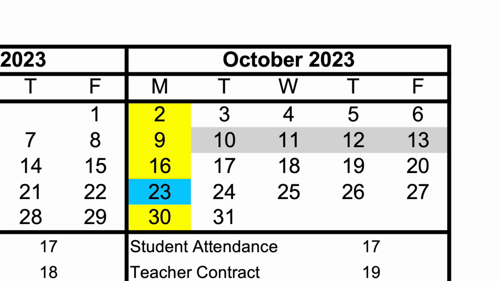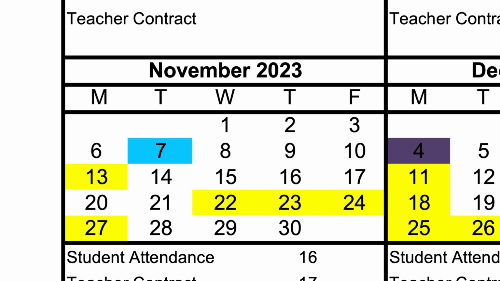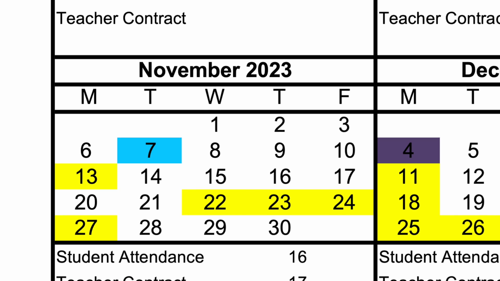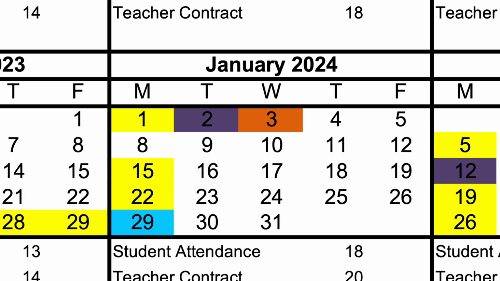If you remember from the 5-day week, traditionally what had happened is we had conferences throughout that week, and then we took the Friday off. In November, the 7th is Election Day, so it is a PD day, with November 13th and the 27th having those Mondays off. The Thanksgiving break would still be from November 22nd to the 24th. In December, the 4th is a teacher work day, with the 11th and the 18th being off for students and our teachers. And then the holiday break goes from December 25th through January 1st.